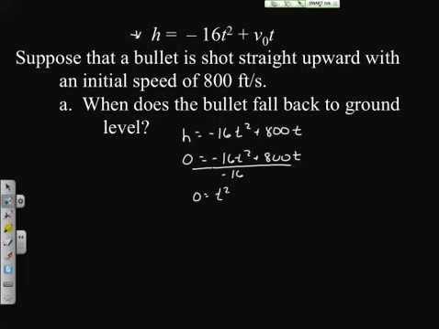So t squared minus 50t. We can factor that, factor out a t. And we find out that t equals 0 and t equals 50. Well, t equals 0 is when they fired it. t equals 50 is when it is going to fall back to the ground. So 50 seconds is going to be our answer for that first part.